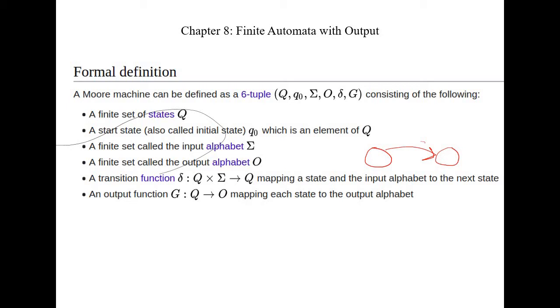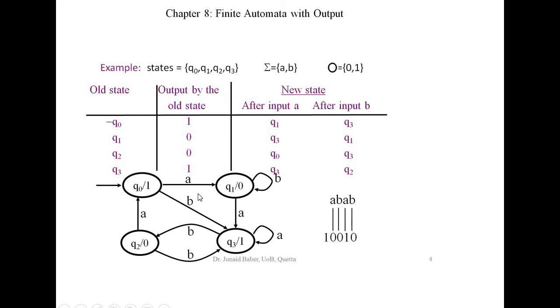Moore machine is a machine with the 6 tuples. We have a set of states, we have initial state, we have the set of input alphabets, we have output alphabets, we have a transition function for input strings, and then we generate an output string from the given states. Every state gives some output. So this is the example.